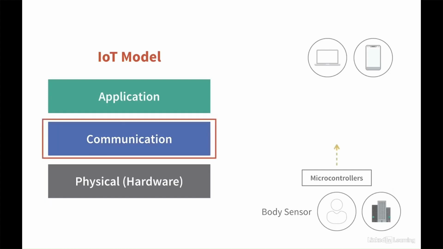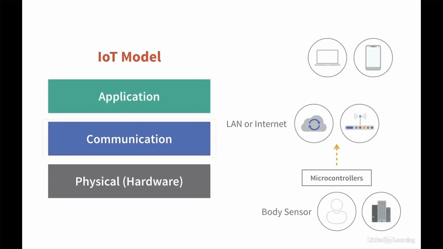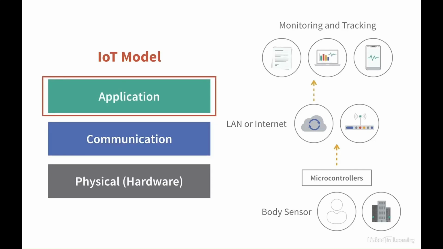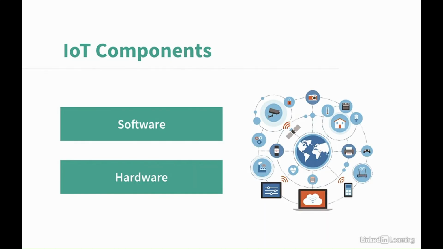The second layer includes the communication protocols of the networks used to transfer data from the sensors to a back-end destination, like the internet or the local area network. The third layer is where data is received for analysis or monitoring. It could be an app within a smartphone, computer software, or a data control center application.